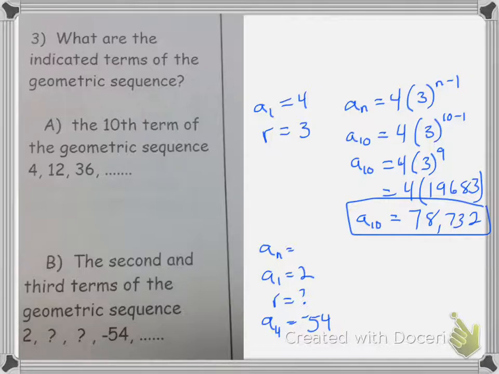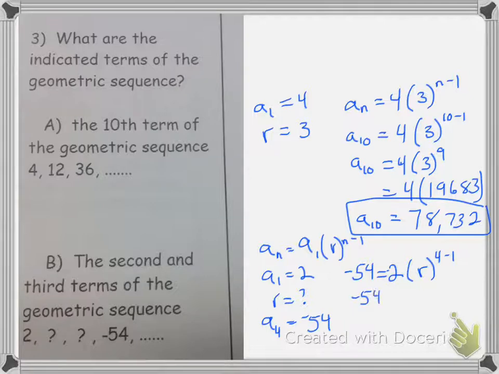Okay? And what we're going to do, set it up in the formula, A1 times r raised to the n minus 1. Okay? My A1 I know is 2. I don't know my r. But what else I do know is I do know my fourth term. My fourth term is negative 54. So if I plug in 4 in for n, that's going to be 4 minus 1 up in the exponent, but that's going to equal this negative 54. And I can go ahead and solve it from here.